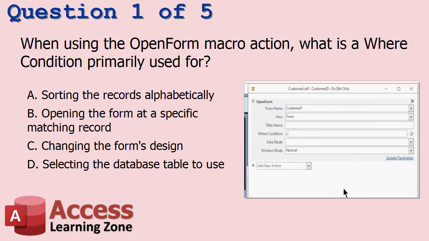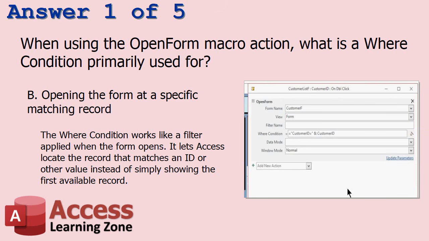Question 1. When using the OpenForm macro action, what is a where condition primarily used for? Sorting the records alphabetically, opening the form at a specific matching record, changing the form's design, or selecting the database table to use. That's a where condition. It's for opening the form at a specific matching record.